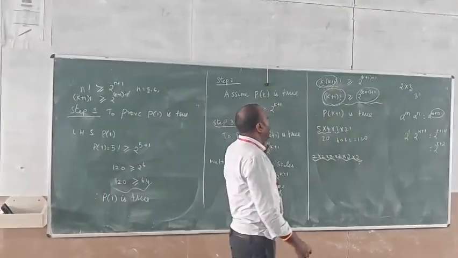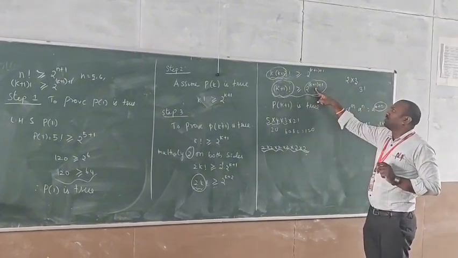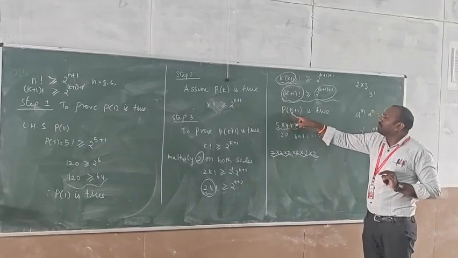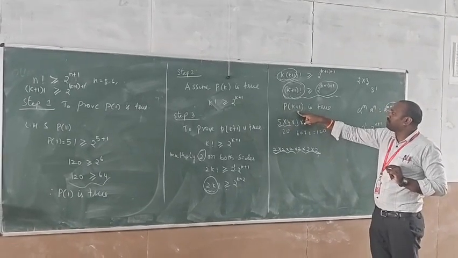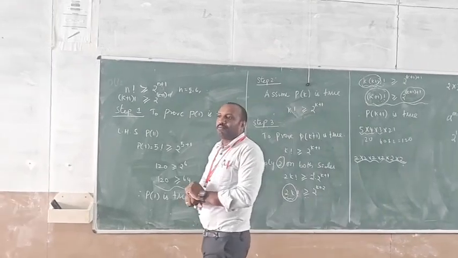So we have proved that k plus 1 factorial is greater than or equal to 2 power k plus 1 plus 1. Then the proof of P of k plus 1 is true. So this is the mathematical induction method.